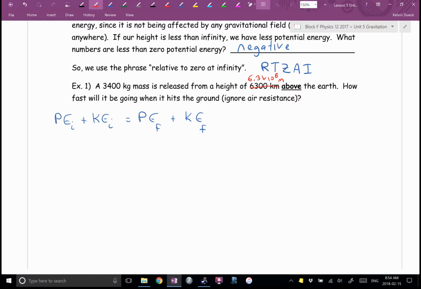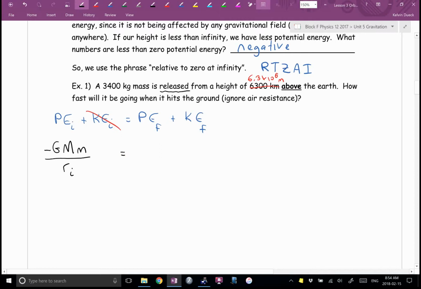Where is initial? Out in space. So we cannot use mgh. For this entire question, we cannot use mgh. Are we starting out in space? Then we have to go cosmic. So potential energy initial is going to be negative big G, big M, little m, over R initial. What's my initial kinetic energy? If we're releasing it, how fast were we going at the beginning? Hey, we can cross that out.